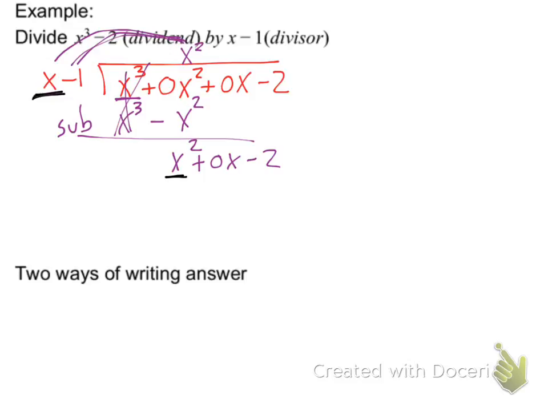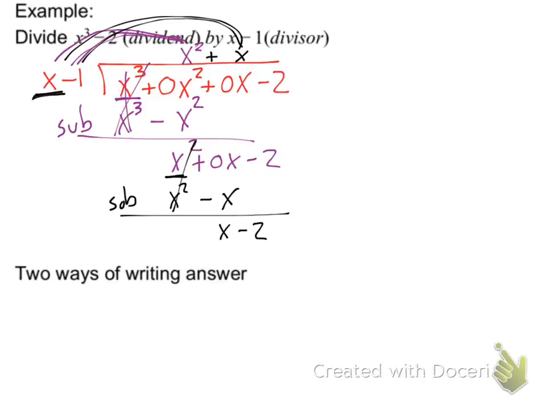Multiply it by x. It happens to be a positive x, right? So now we multiply by positive x, and we do this again. x times x, x squared. x times negative 1, negative x. What am I going to do? Subtract. x squared minus x squared, gone. 0x minus a negative x, it's positive x minus 2.